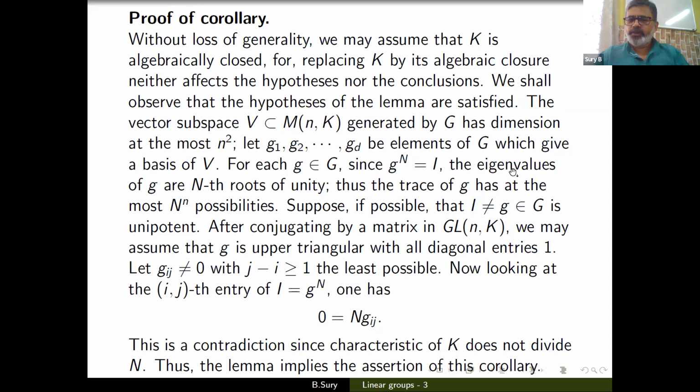So eigenvalues are of course going to be Nth roots of unity. So what will be the trace? The trace will be the sum of eigenvalues. So each eigenvalue has capital N possibilities, and the matrix is of size n cross n, so there are small n eigenvalues. So there are at the most N to the power n possibilities for the trace. Okay, so we have the Burnside lemma condition that the set of traces of matrices has finite cardinality, what I called R in that lemma. So this is R, N to the power n.